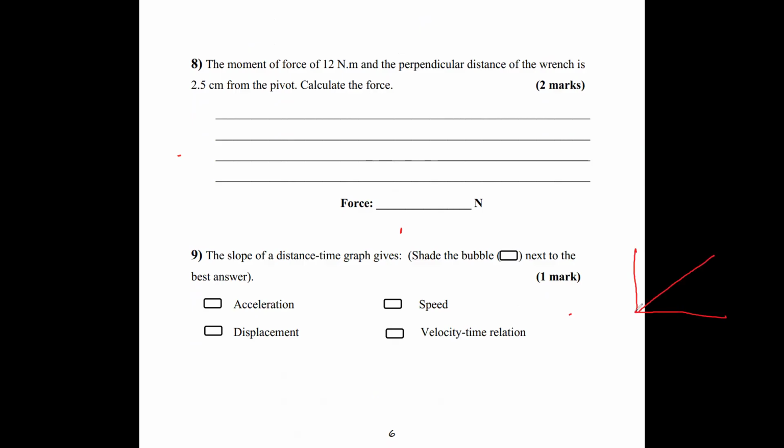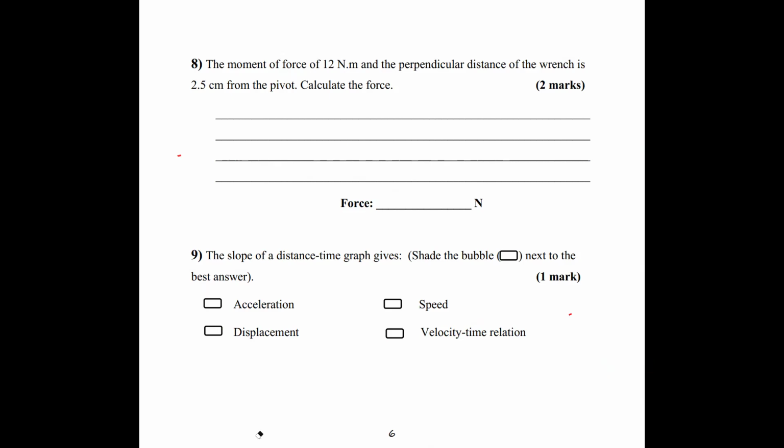If this graph is moving like this, and I'm asking you to find the slope, we just say that this is along the y component and this is my x component. So distance is my y component and time is my x component. So slope is equal to distance divided by time. And distance per unit time is actually speed, not acceleration, not displacement, not velocity-time relation. It's actually speed. So the right answer is B. Okay, so let's move ahead and solve the other numerical problems related to this.